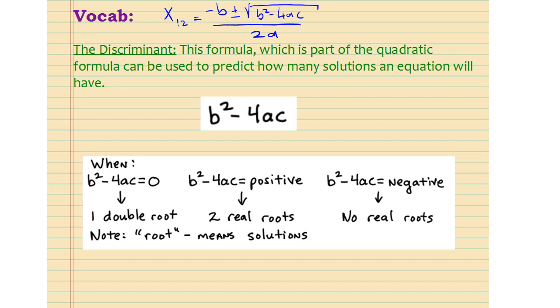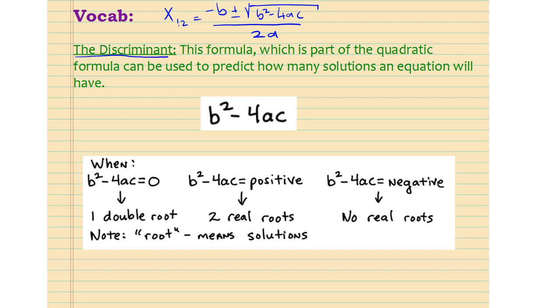Now, one component is the part under the square root. This part is called the discriminant. Discriminant is the part where we have b squared minus 4ac. Because it's inside of the square root, the value of the discriminant will determine whether we have a real solution or no solution.